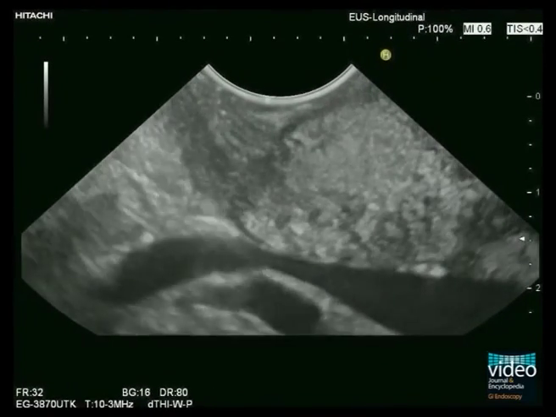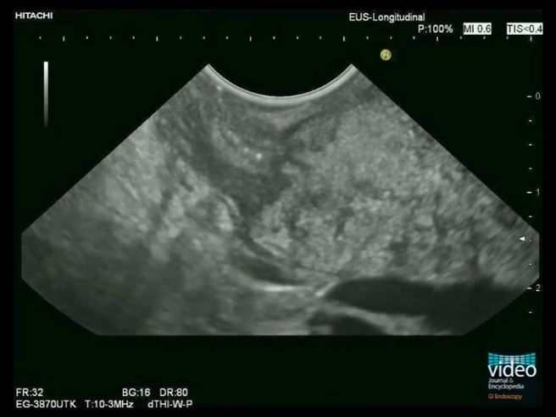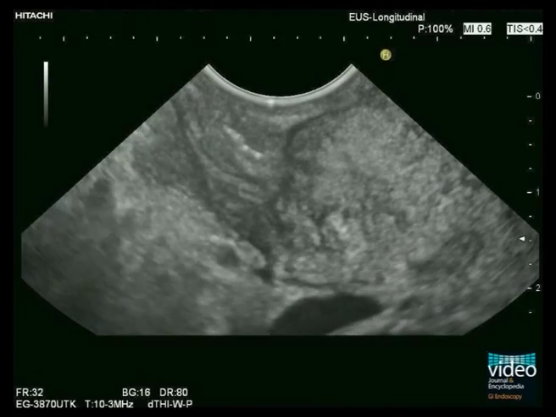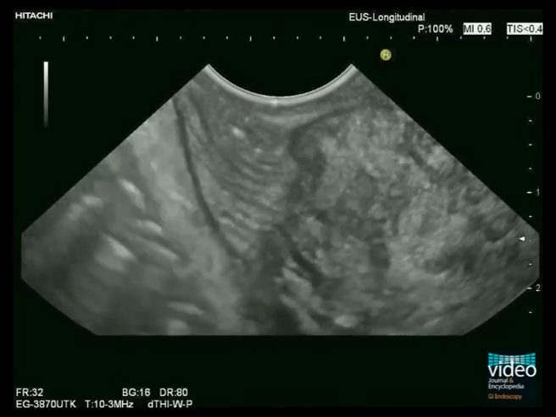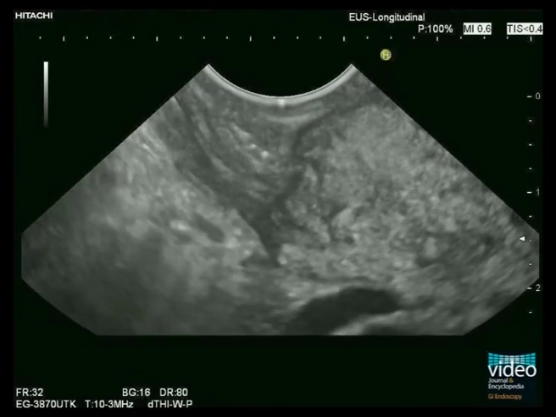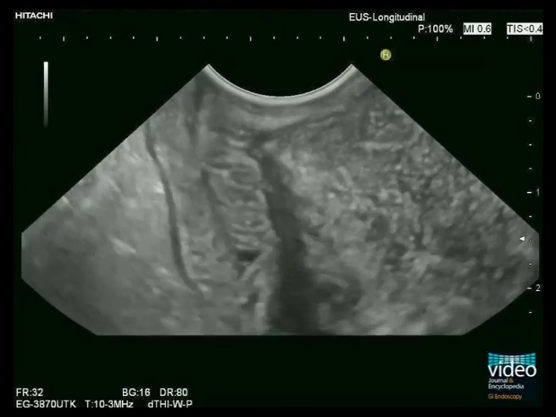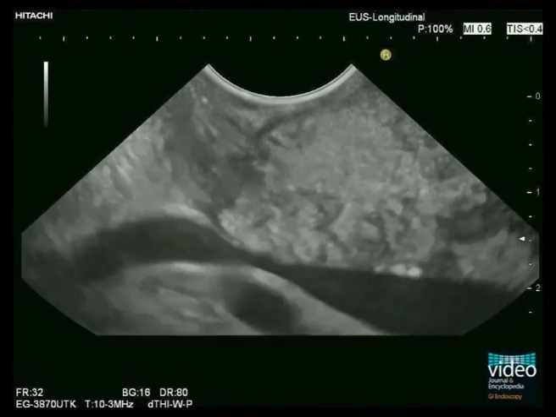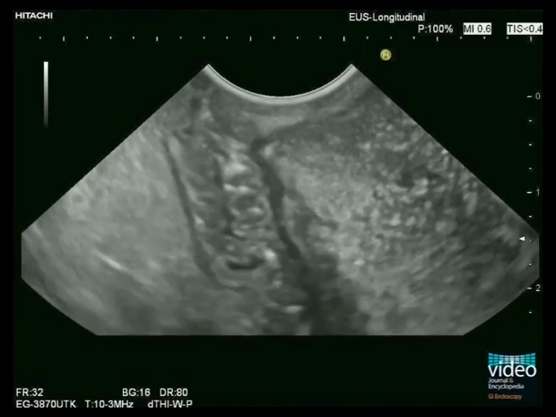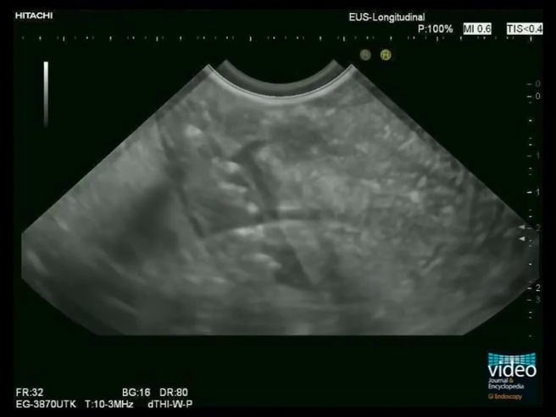In this case, focal pancreatic edema is very pronounced. The pancreatic head is swollen and heterogeneous. In particular, irregularly shaped hypoechoic parenchymal areas are found in the pancreatic neck.